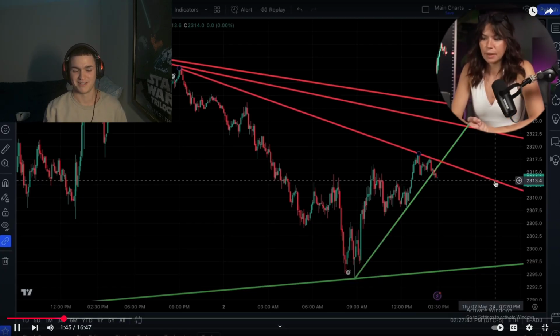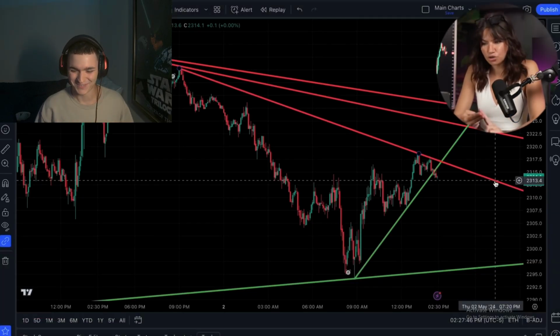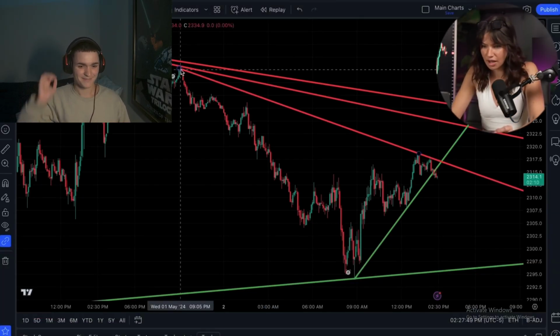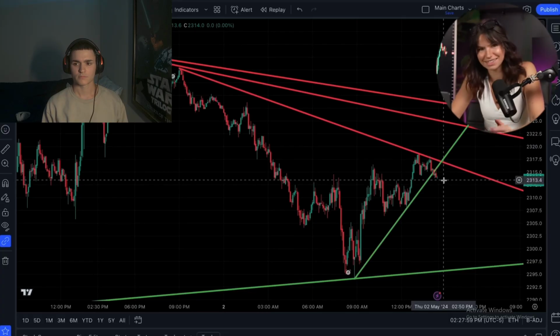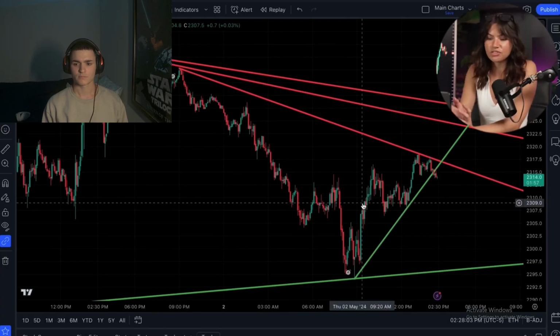10 out of 10. Because 1, we have 3 touch points, and 2, we have plenty of data to work with here. We've got from May 1st, now we're in the 5-minute time frame, so it's still plenty of data. We got a lot of candles. So we've got May 1st all the way to today, May 2nd. Doesn't seem like a lot of data, but look how many candles we have in between. We've just got a lot of data to work with here. So 3 touch points, plenty of data, 10 out of 10 trend line.